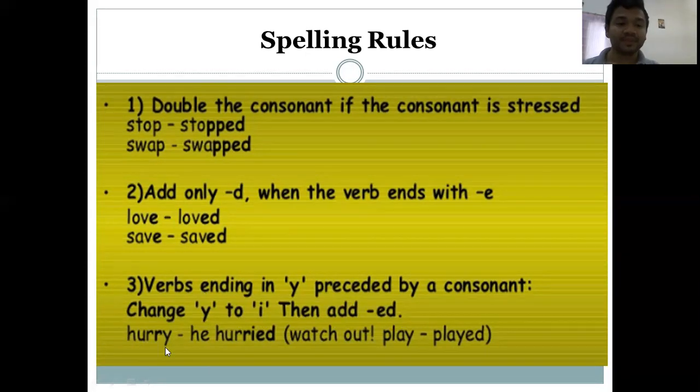Say for example, hurry. Now, before Y is a consonant, as you can see. Again, hurry. It ends with Y, but before Y, it's R, and R is what we call the consonant. Okay, so hurry, hurried. So you have to delete Y here and change to I and add ed. So he hurried, watch out. So play, played. So this is for when the verb ends in a vowel plus Y, just simply add ed afterwards because this is a regular form.